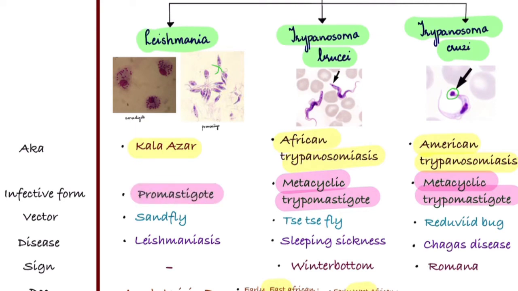The vector of Leishmaniasis is sandfly, of Trypanosoma brucei is tsetse fly, and of Trypanosoma cruzi is redwood bug. Disease caused by Leishmania is Leishmaniasis, that is Kala-Azar. By Trypanosoma brucei is sleeping sickness, and Trypanosoma cruzi is Chagas disease. The signs Winterbottom and Romana can be confused. So Winterbottom sign is seen in Trypanosoma brucei and Romana sign is seen in Trypanosoma cruzi.